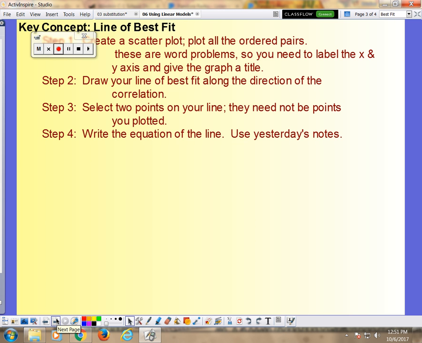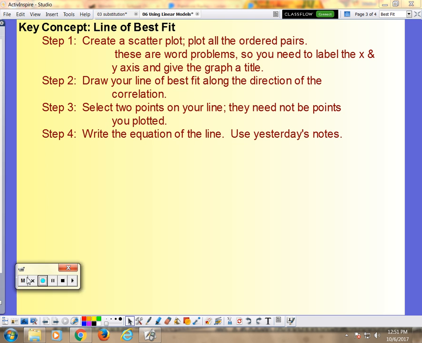So, to create a scatter plot, step one, you're going to create a scatter plot. You're going to plot all of the ordered pairs. And since these are all word problems, you will need to label your x and y axis. Labeling meaning whatever we're talking about in the problem, and you will need a title.